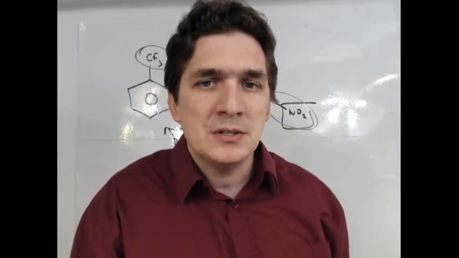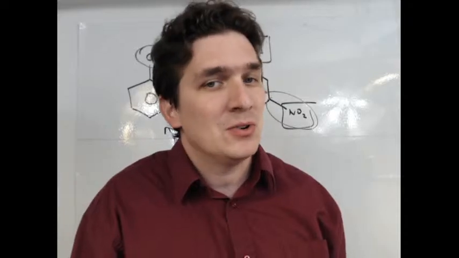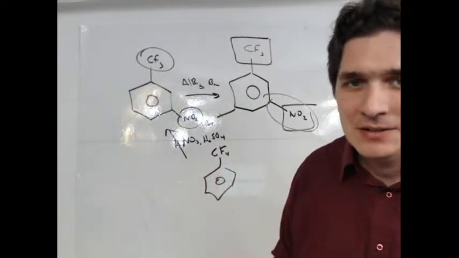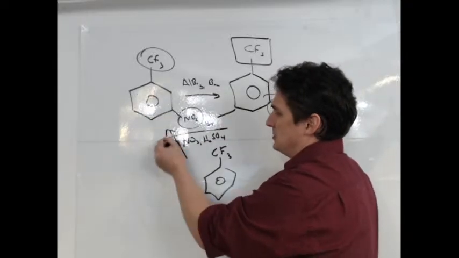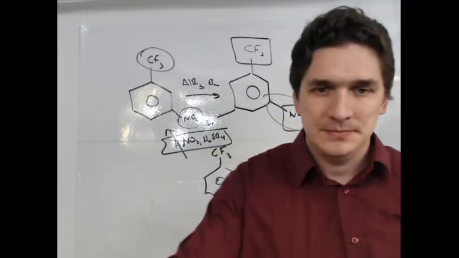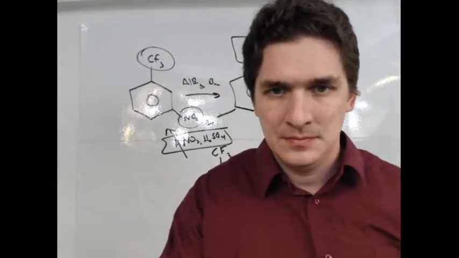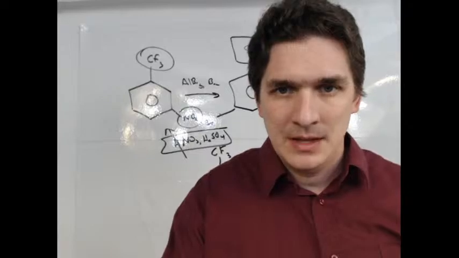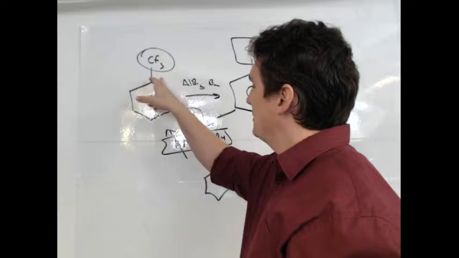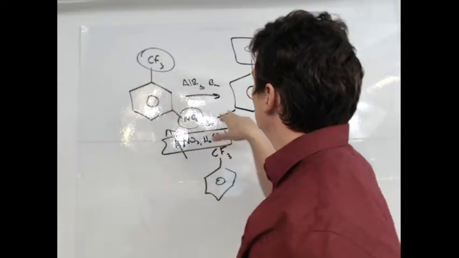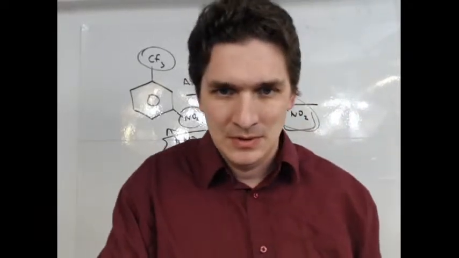So choose the appropriate agents for the conversion of trifluoromethylbenzene to m-nitrofluorobenzene. I've already actually given you this answer. To convert this to this, CF3, you're just going to work with HNO3 and H2SO4. And then to convert the para-trifluoromethyl nitro compound to the final compound, you're going to work with AlBr3 and Br2.